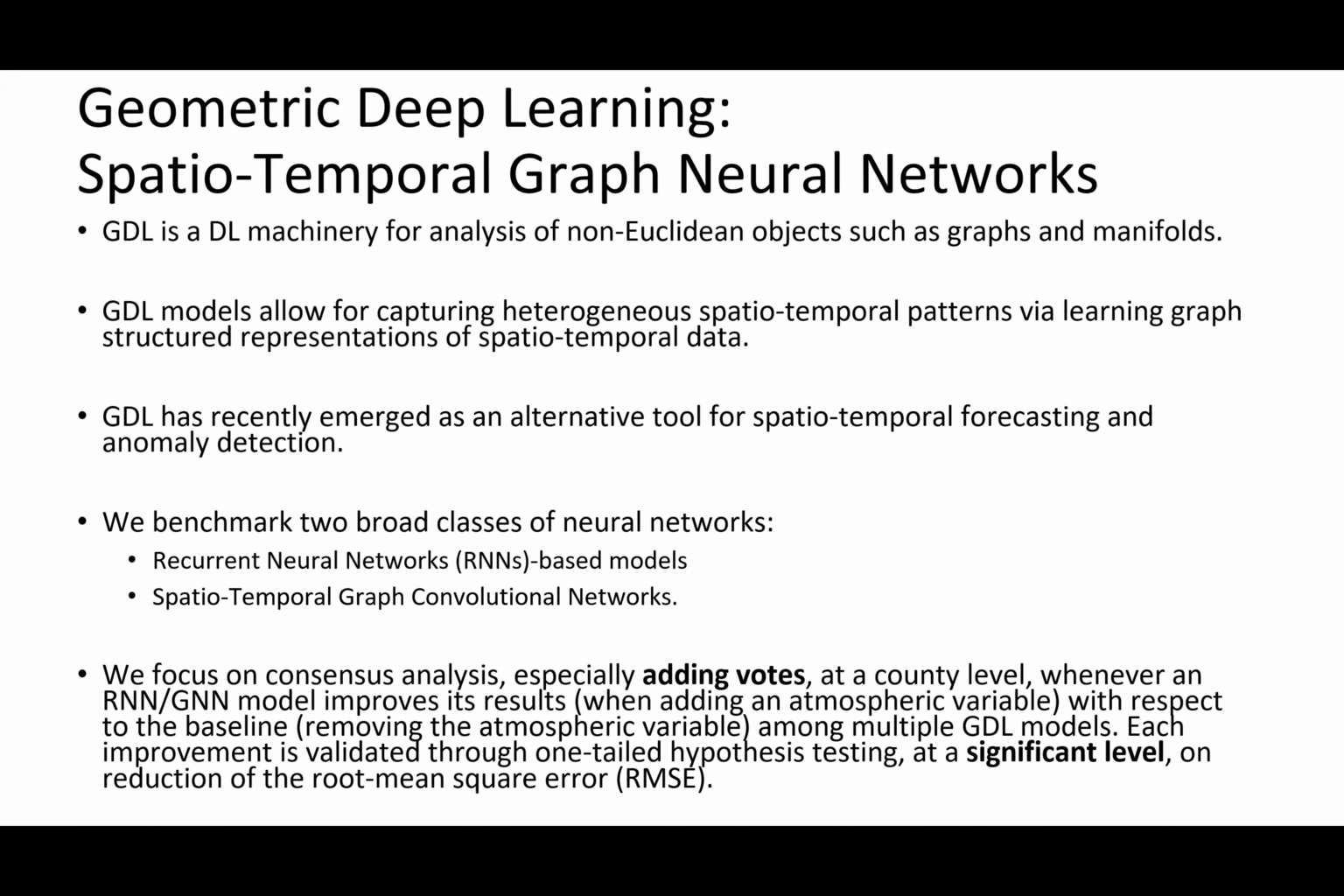For the analysis, we focus on the consensus analysis, especially the adding walls at county level. We will run our models with environmental variables and without environmental variables. If we see a significant improvement after adding the environmental variables, we will count that county in our adding walls, which means that the atmosphere variables do help improve the model accuracies. All the model performances are measured using RMSE, reduction of the root mean square error.